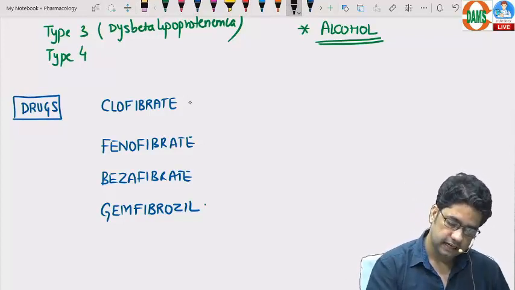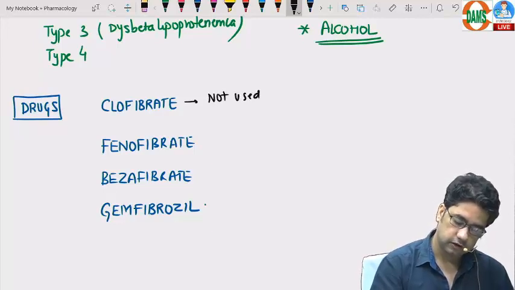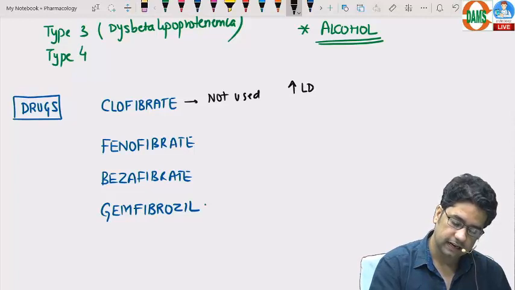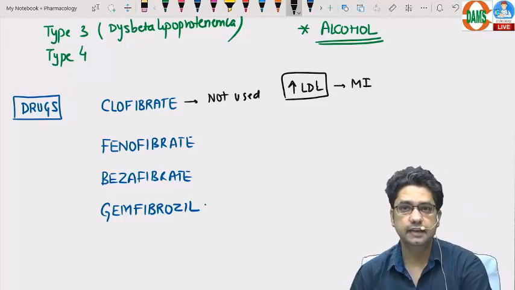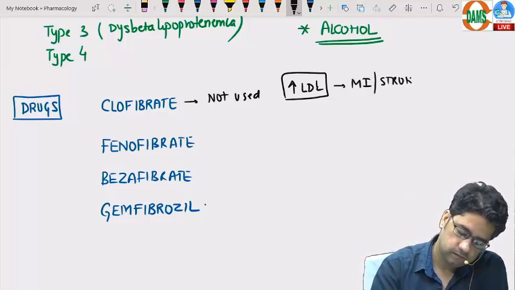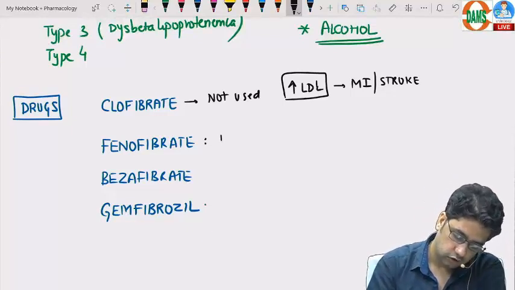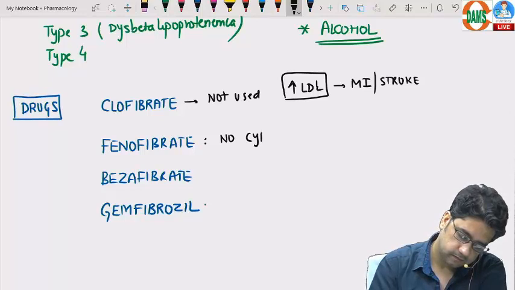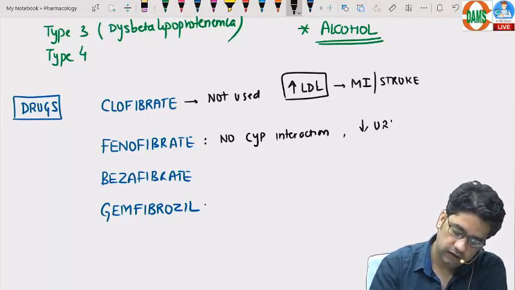Clofibrate has been banned now, not used, because clofibrate was increasing LDL level. And you know, LDL causes MI and stroke. LDL causes MI, stroke. So this is not used now. Okay. Fenofibrate, you will write no CYP interaction. And it also decreases uric acid level.